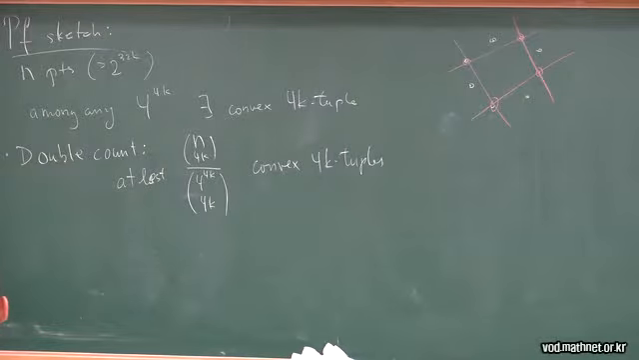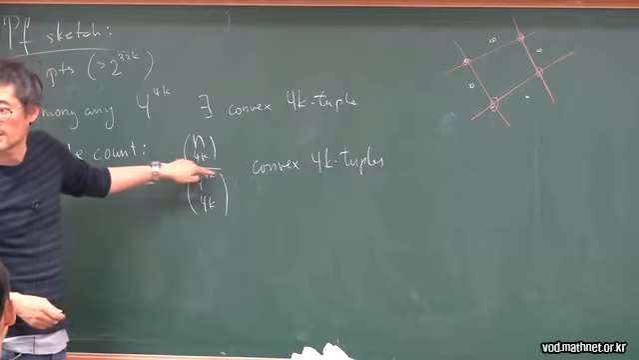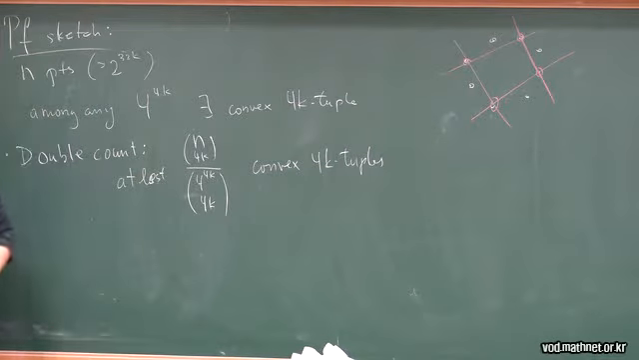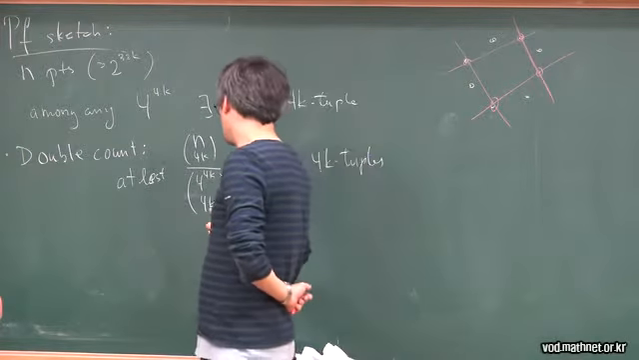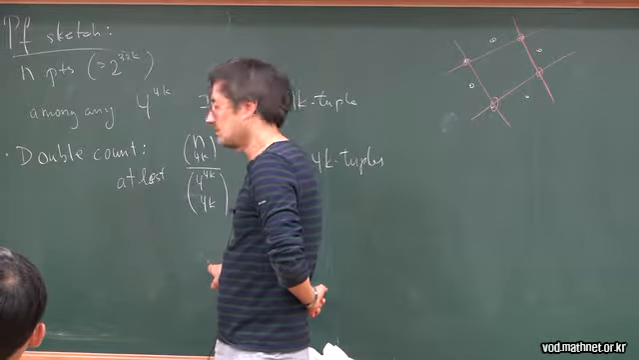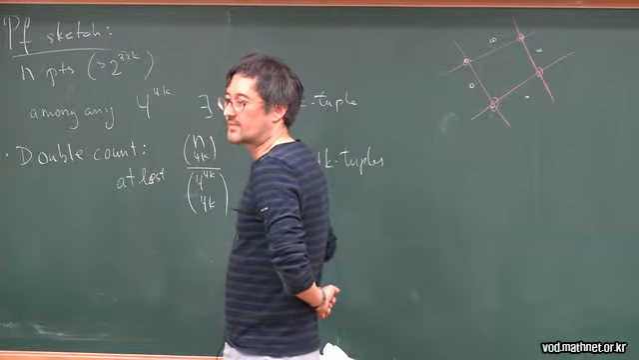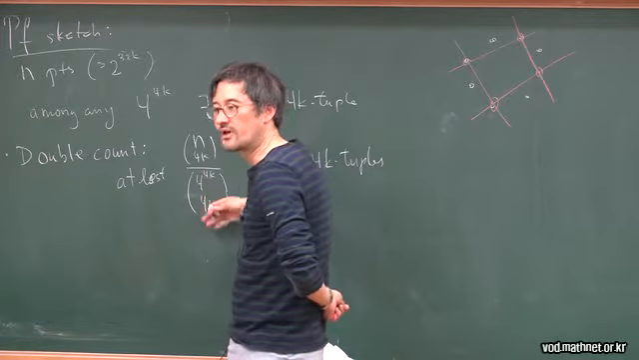Can you go back to this double counting? So you take n choose 4k. Every time you choose 4k, you see a convex 4k tuple, at least one. And each convex 4k tuple is contained in n minus 4k choose 4k minus 4k. Yeah, I see, and you rearrange and you get this.